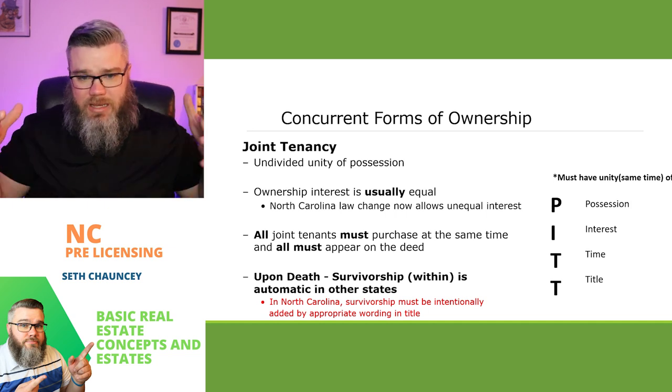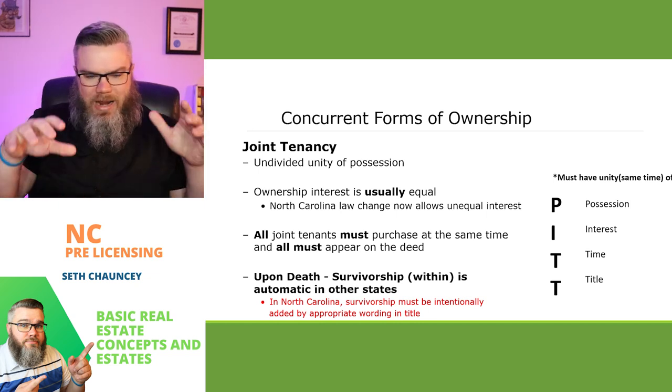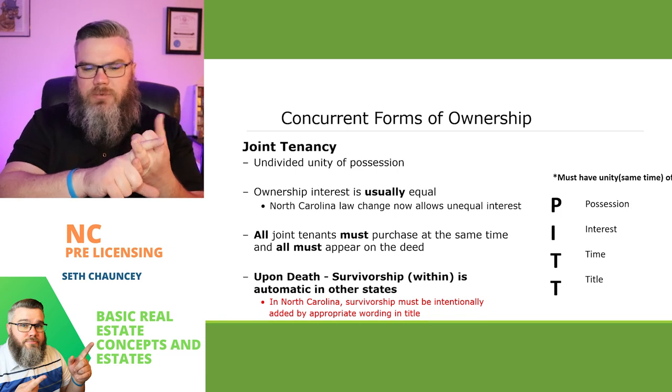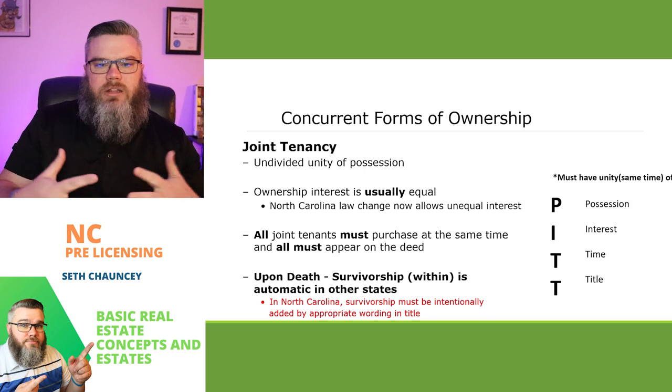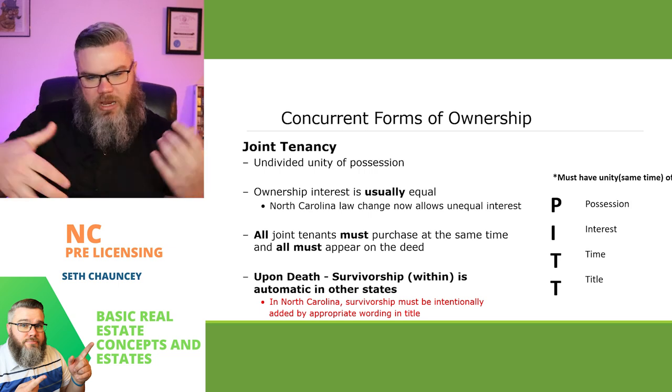And so what that means is, in that example where we all go buy a beach house together, we buy it at the exact same time. Interest is deeded to us at the same time. Okay, we take title at the same time. That's all this means. We did it all at the same time. It is impossible to be a joint tenant if you're not part of the initial formation of it.